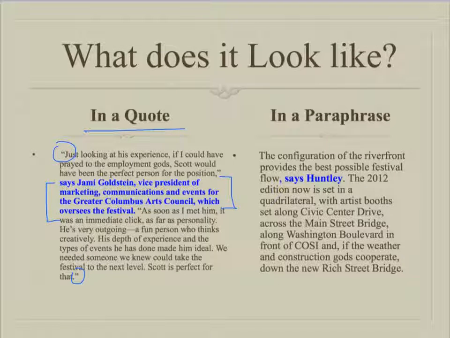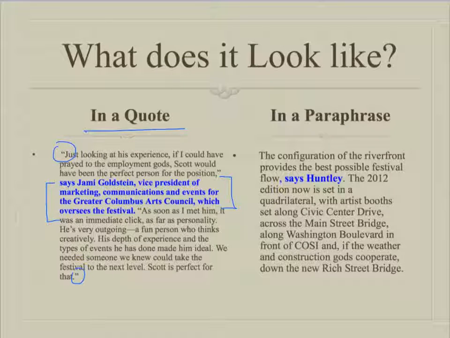In this case, it was Jamie Goldstein, and I have the proper spelling of her name, and then I have to give some information to show why she's significant to the reader. She's the Vice President of Marketing and Communication and Events for the Greater Columbus Arts Council, which oversees the festival. I need that information so that you know her significance.